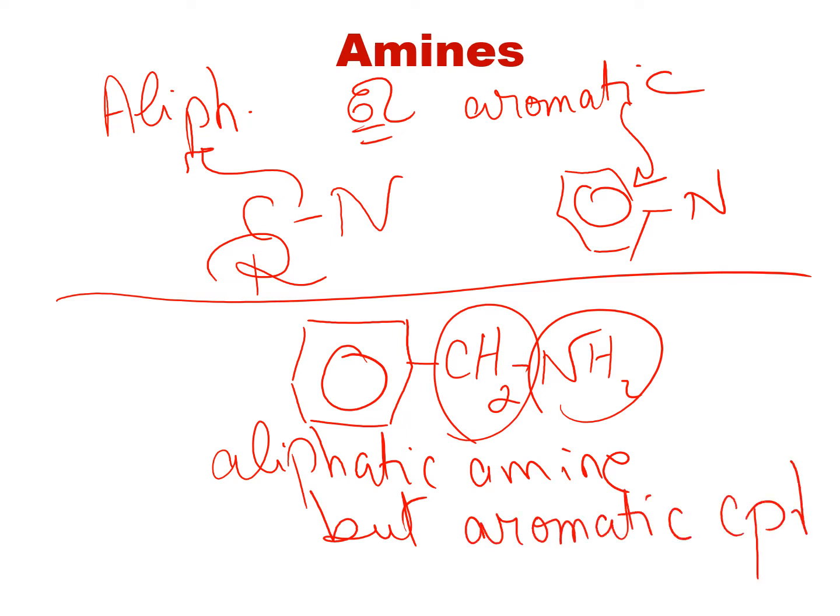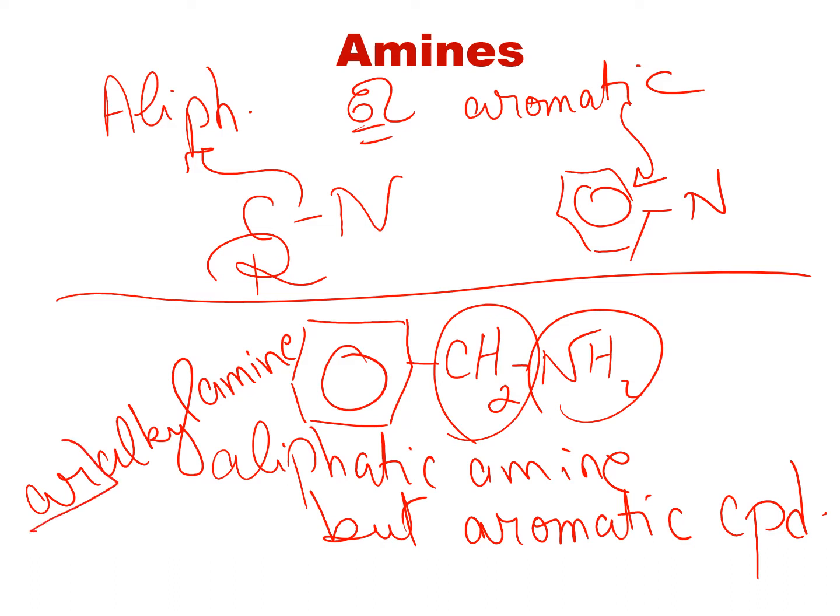So how do we classify such a compound? We say that these are aryl alkyls. How is this name formed? Ar is from aryl and alkyl from alkyl, and these are amines. So these are aralkyl amines. What are aralkyl amines? They are aliphatic amines, but they are aromatic compounds.